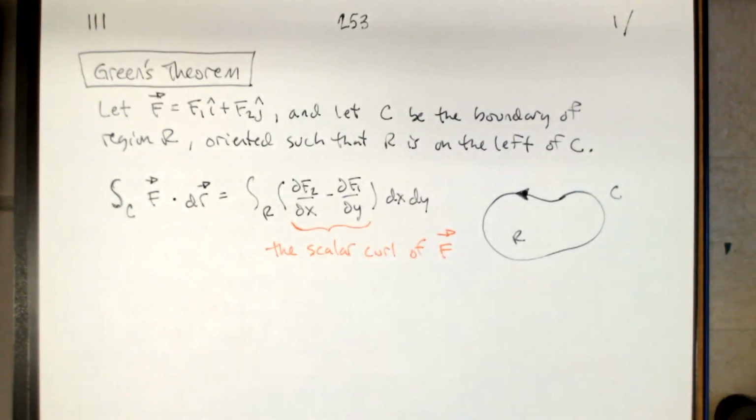Curl is a thing that we've seen before. We saw curl in Stokes' theorem, but that was the vector curl, and this is the scalar curl. Here we've got a simpler object. We've got a vector field, a two-dimensional vector field, so there's less going on. So this is Green's theorem. Let's take a look at an example.